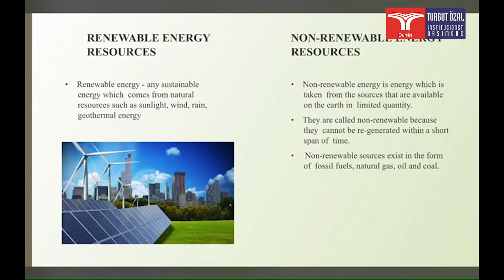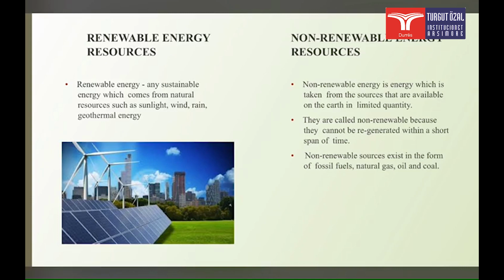Now let's remember what are renewable energy resources and non-renewable energy resources. But firstly, let's remind together what is energy. Energy is the capacity to do work and is required for life processes. An energy resource is something that can produce heat or produce electricity.